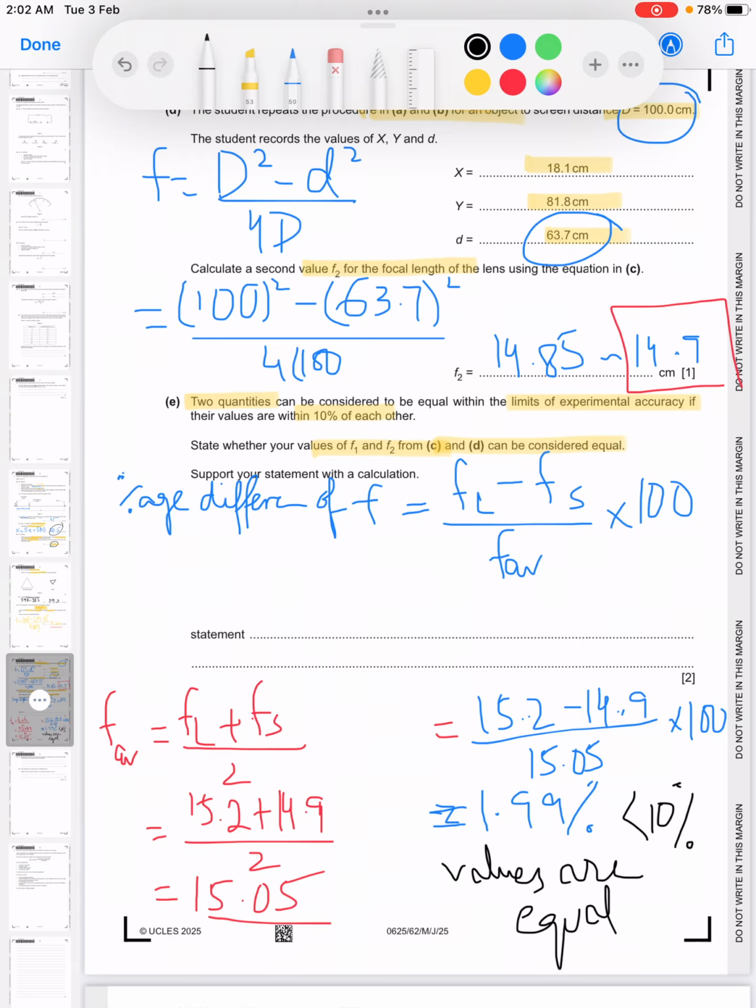So what statement do we need to give? Since the percentage difference of F is less than 10%, both values of F are equal.